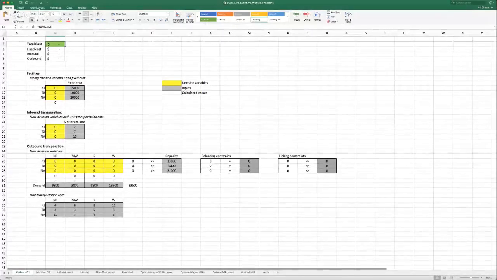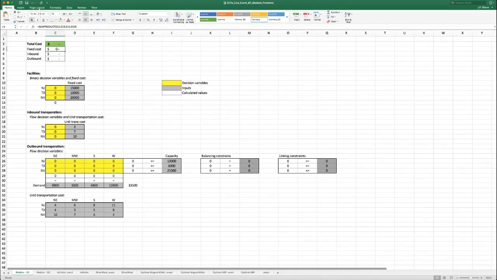Okay, so basically this is just a template. It's similar to what you have seen in the course, in the different material that we shared with you. So we have the total cost that we are trying to minimize, and this total cost is composed of mainly two elements: transportation cost and the facility cost.